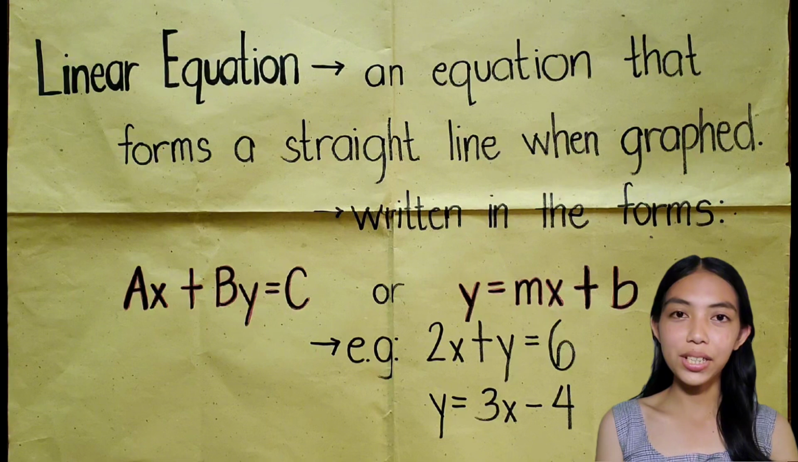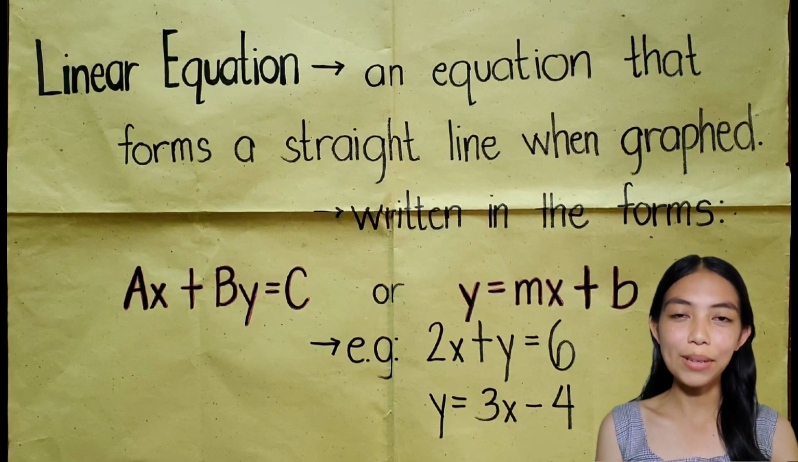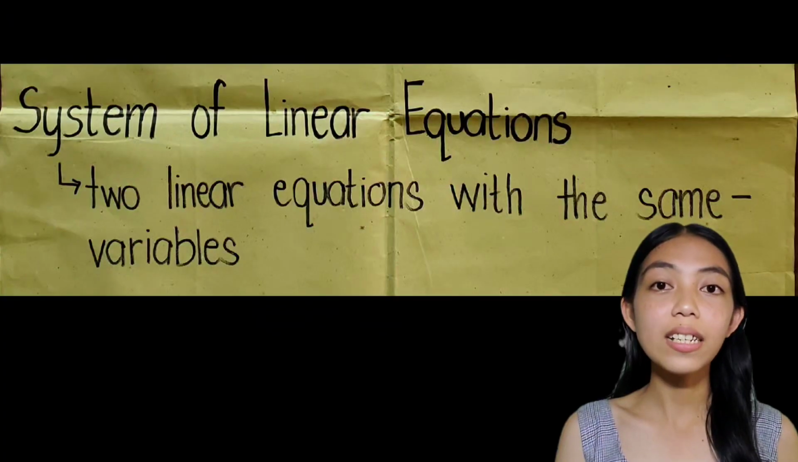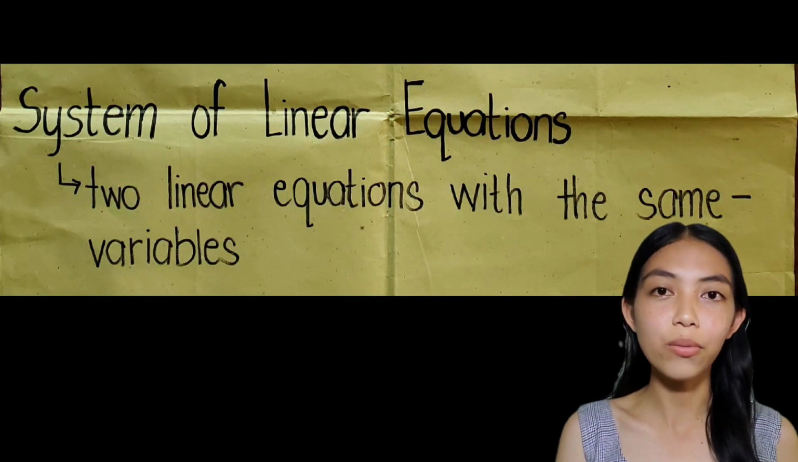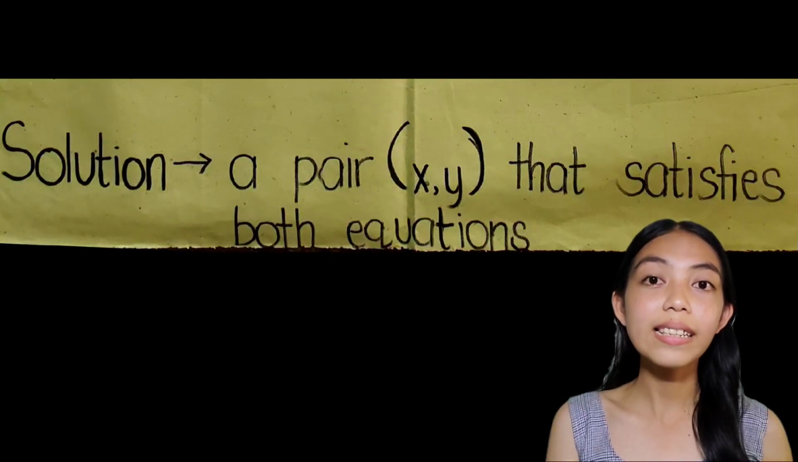A linear equation is an equation that forms a straight line when graphed. It is usually written in the forms ax plus by equals c or y equals mx plus b. A system of linear equations is defined as two linear equations with the same variables. And a solution is a pair in the form (x, y) that satisfies the equations.